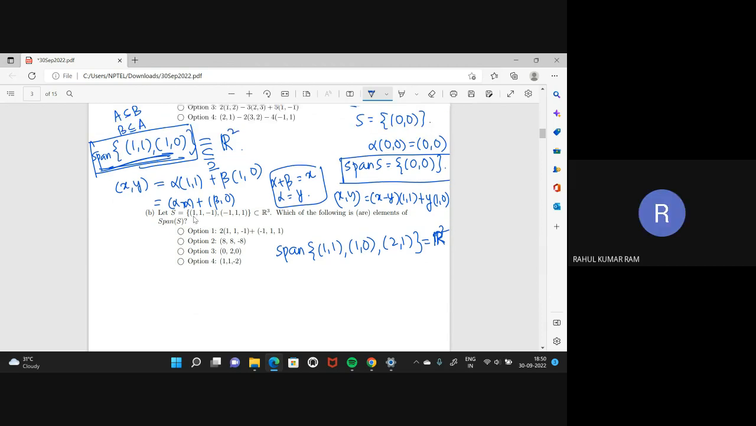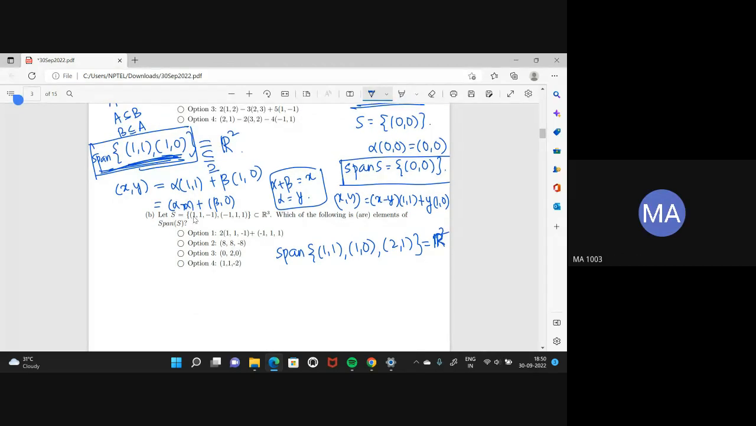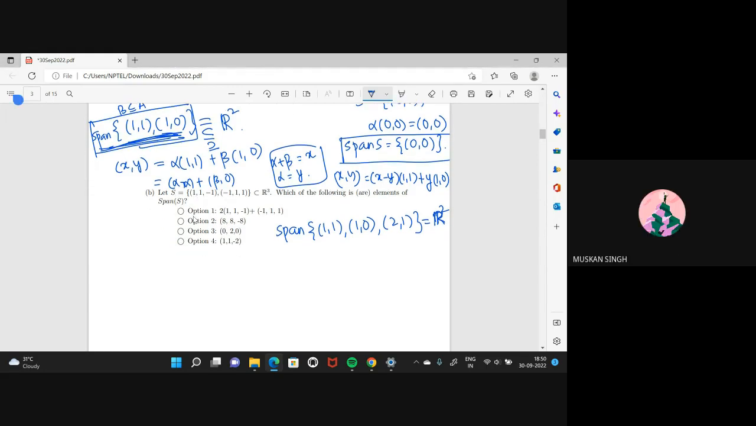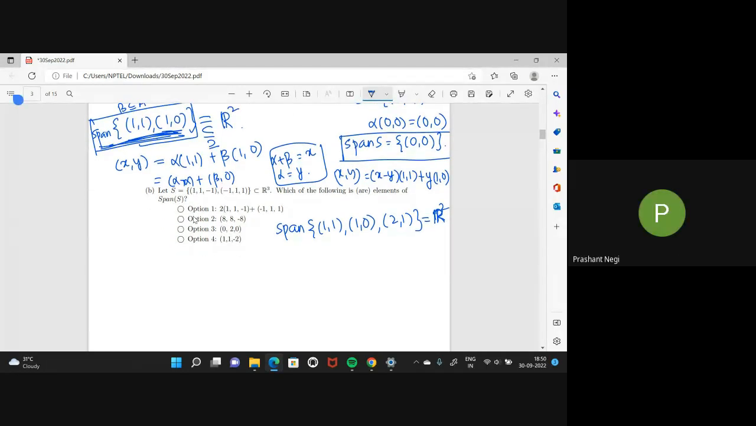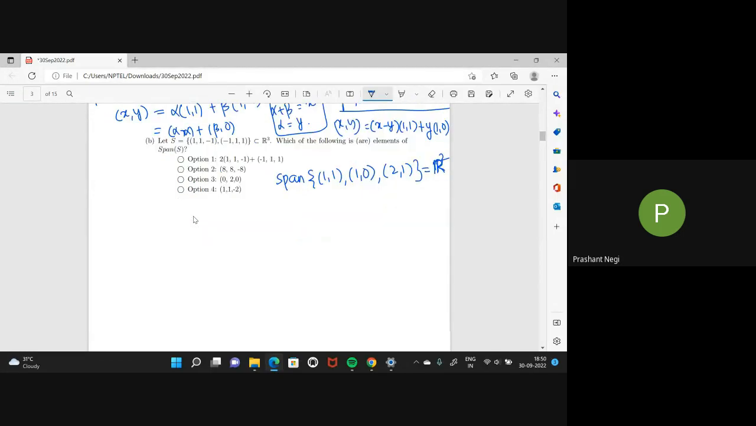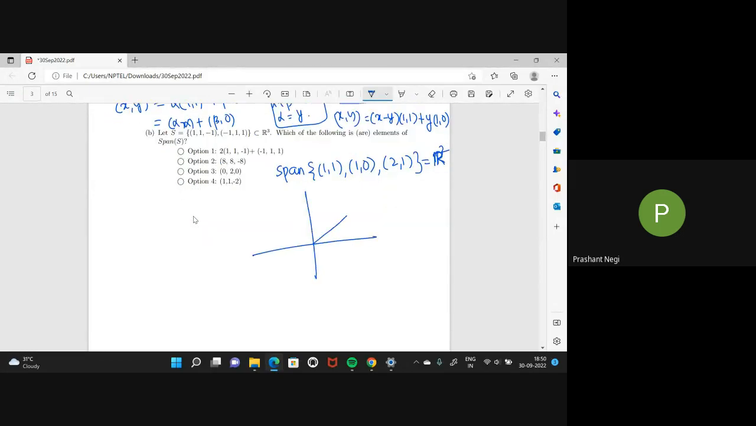So I have added one more vector to this set. But is that going to change the span? No, ma'am. Why? Because earlier it was R2 and now it is also R2. Earlier I was using these two vectors to generate it. If I have two vectors, two directions, I can generate a plane, right? Yes. So whatever vector I add after that is unnecessary, right?